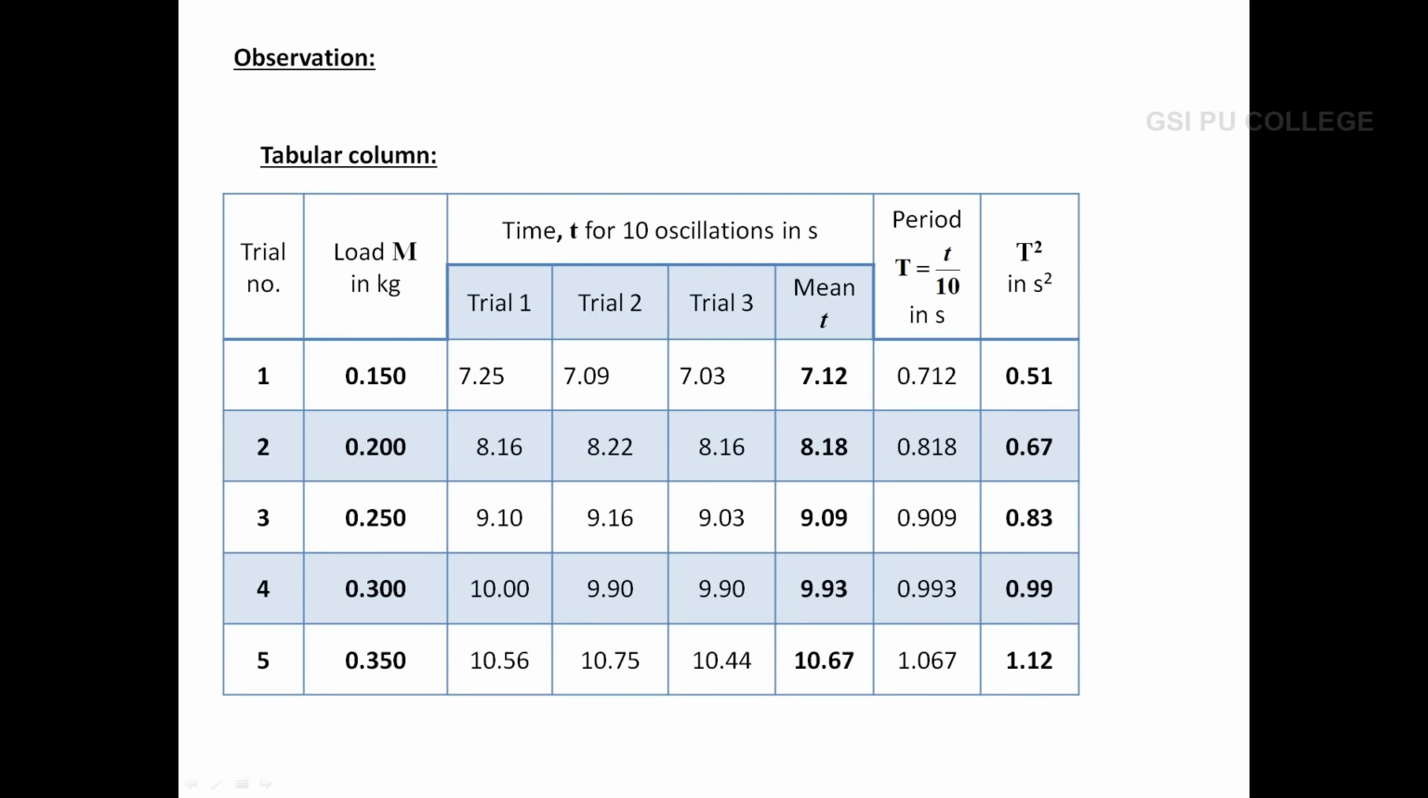Well, this is the tabular column what we have obtained from the experiment. So here we have load m in kg in the second column and T square in second square in the last column. Now we have to plot a graph by taking load m in kg along x-axis and the last column T square in second square along y-axis. Let's plot the graph now.